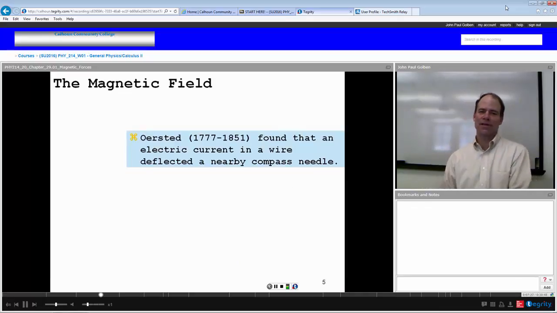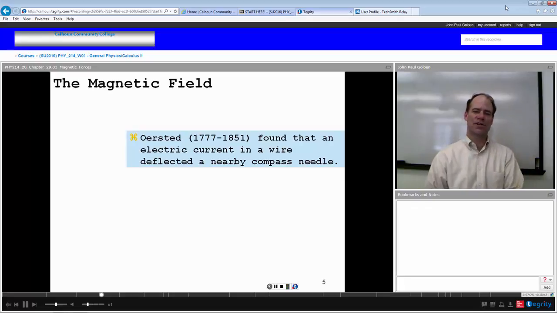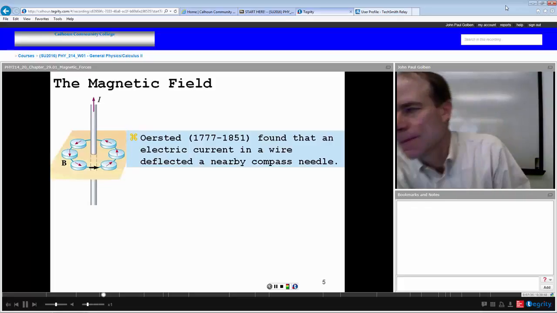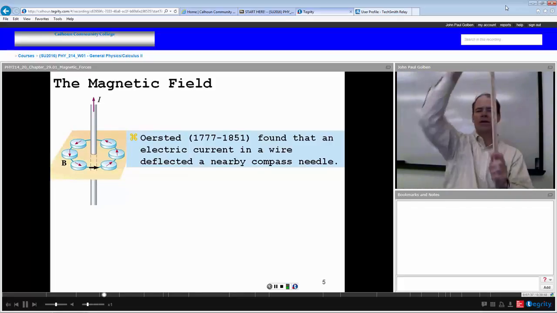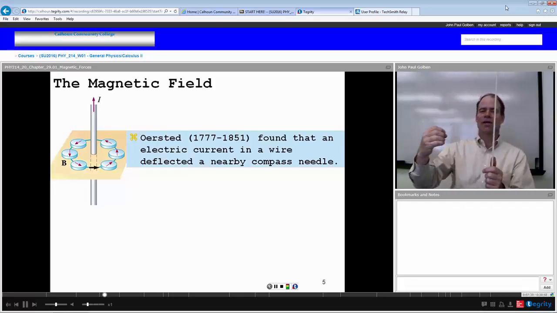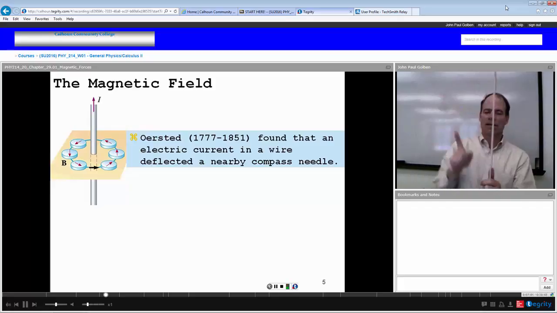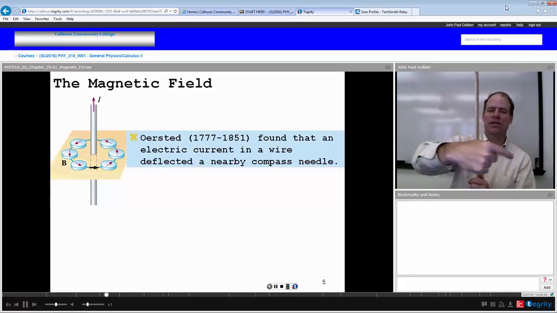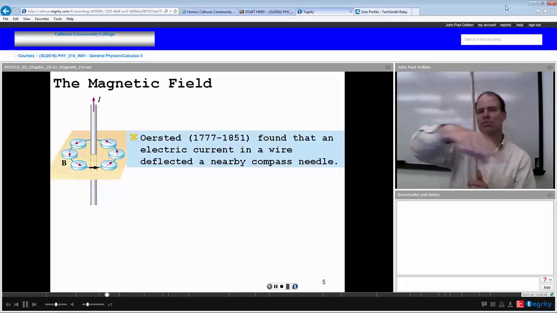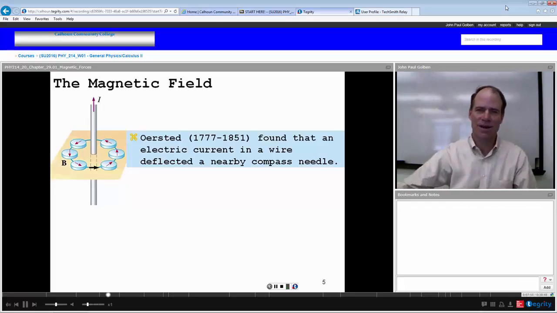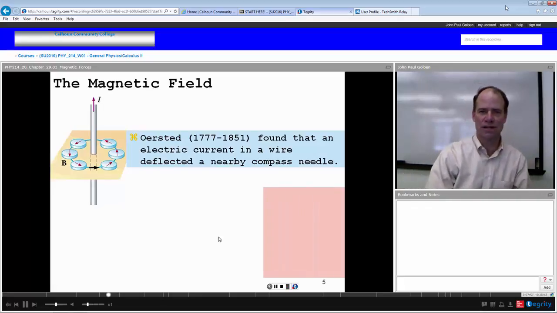The magnetic field, here's a little bit of history. Hans Christian Ørsted, 1777-1851, found that an electric current in a wire deflected a nearby compass needle. In other words, if you took a wire like this and you had a compass around it, you would find that as you move that compass around this wire carrying a current, the needle would deflect in such a way as to indicate that there was actually a circular magnetic field going around this wire current. How interesting is that? More on that a little bit later.